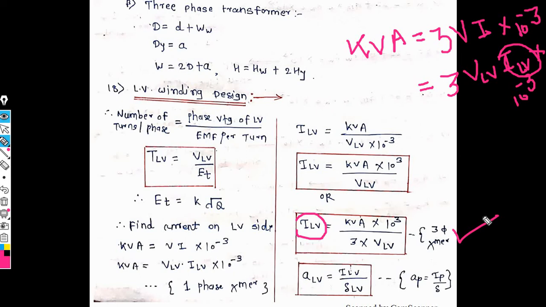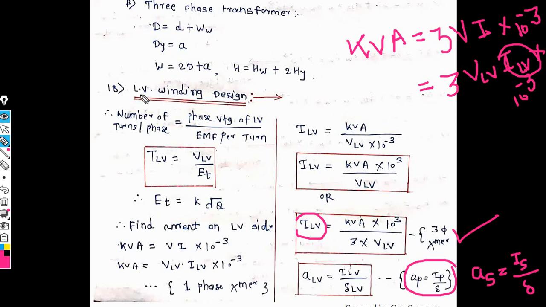Also, the area of the low voltage winding is very important, and this area depends on this formula, that is area of primary conductor AP is equal to IP upon sigma. Similarly for the secondary winding, AS is equal to IS upon sigma. These two formulas are similar for primary and secondary winding of the transformer.